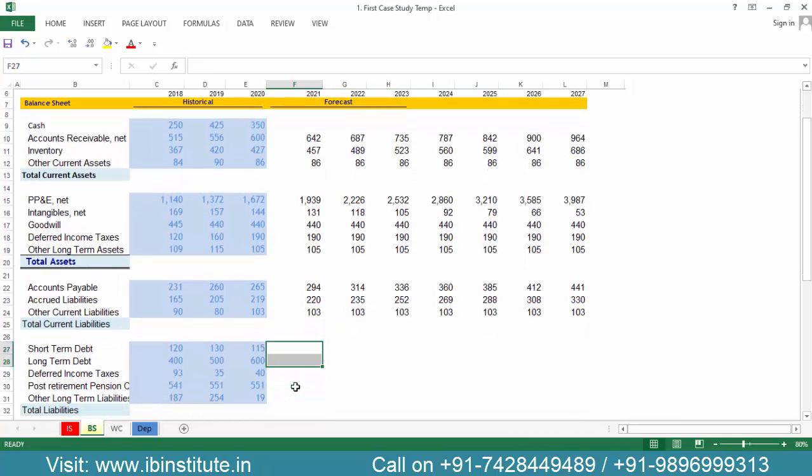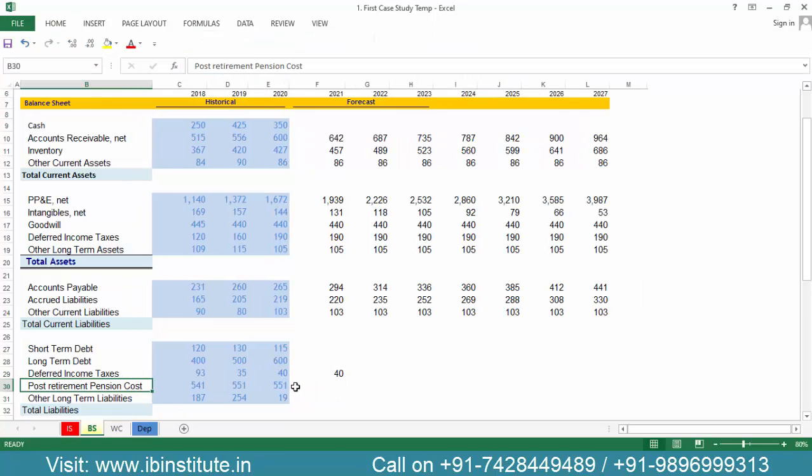Short-term debt and long-term debt will be forecasted in a separate schedule. The next item, deferred tax, will remain constant. The next item is post-retirement pension cost. This will also remain constant. Other long-term liabilities will remain constant.